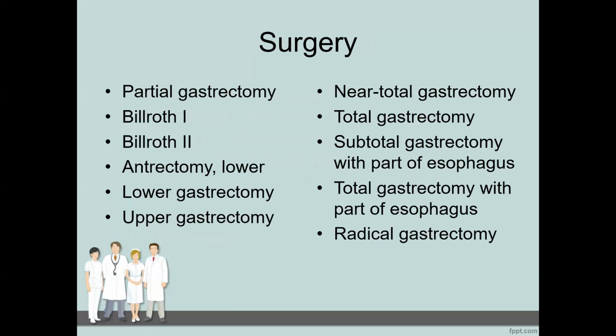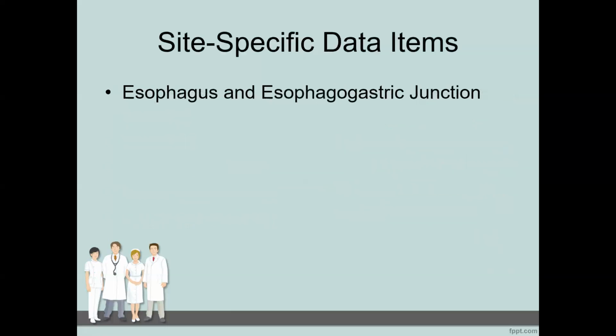Here's a listing of surgeries that you may have to code when you abstract a stomach case if the patient has surgery. Unfortunately, in my experience, surgery is not done very often. The only site-specific data item that is collected for the stomach is once again that information that determines whether the tumor is going to be staged using the esophagus or the stomach. So that's the only site-specific data item for the stomach.